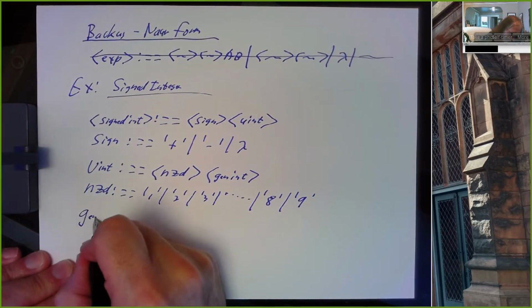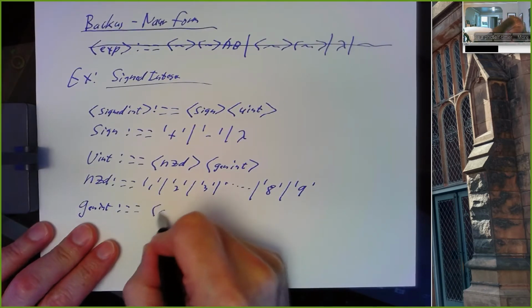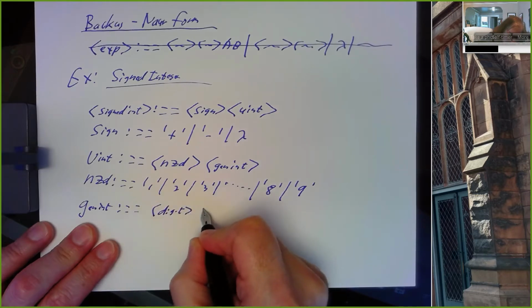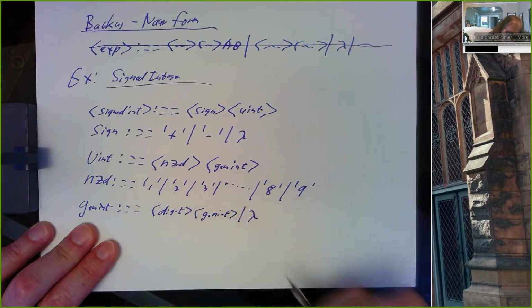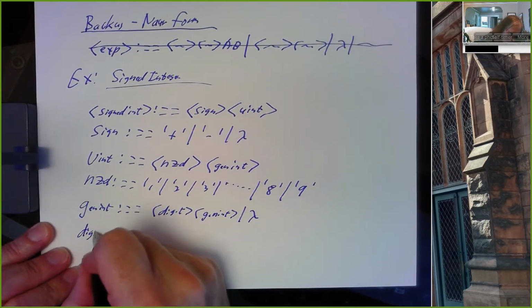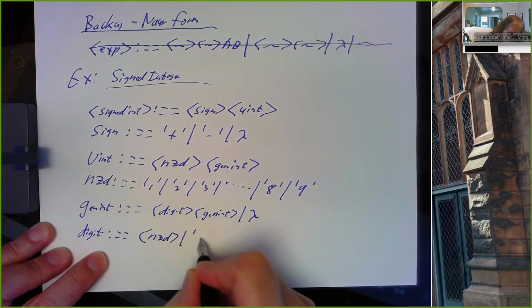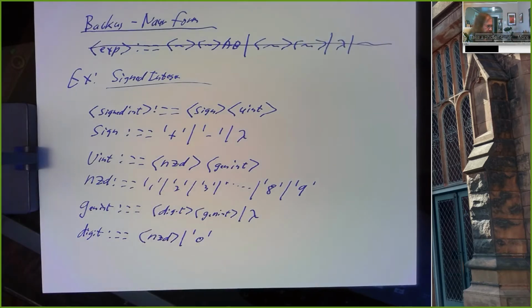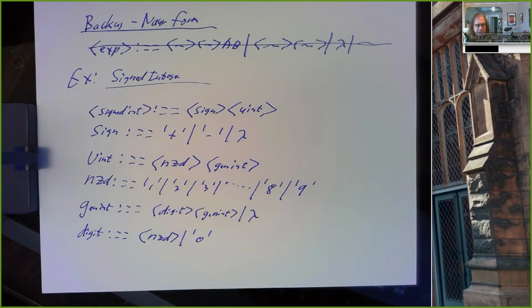And a general int will be a digit followed by a general int, or just an empty string. And a digit can be a non-zero digit or a 0. All right. So unless I messed up here, this would be a complete description of what we mean by a signed integer.